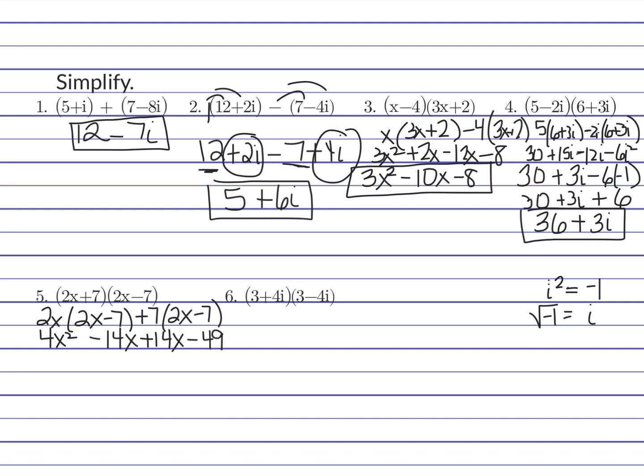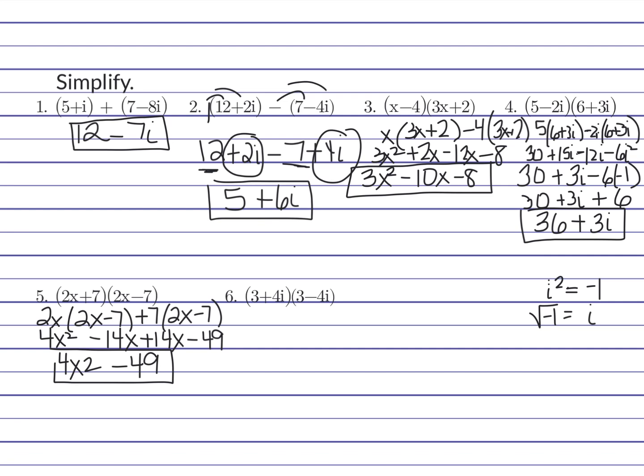Now I'm going to combine like terms. Negative 14x plus 14x, that's 0. So I would get 4x squared minus 49. That's my answer to number 5. And notice again, there were not complex numbers.